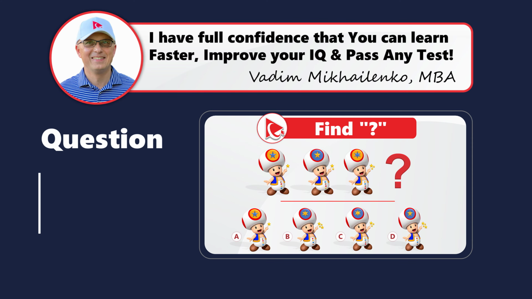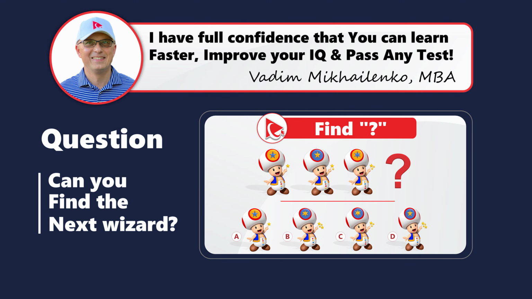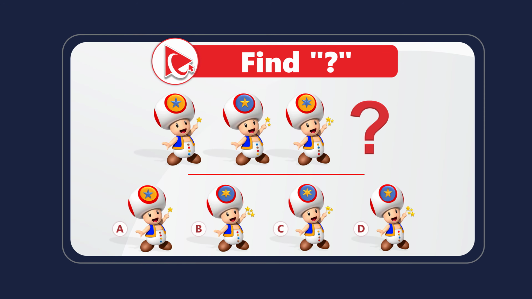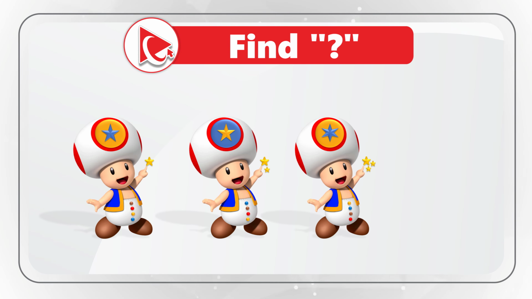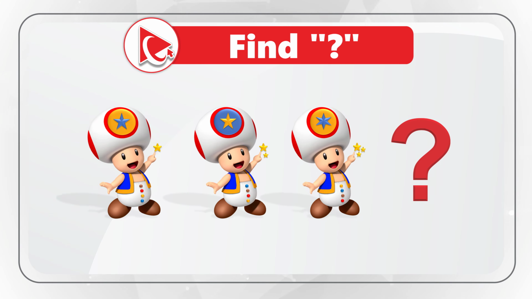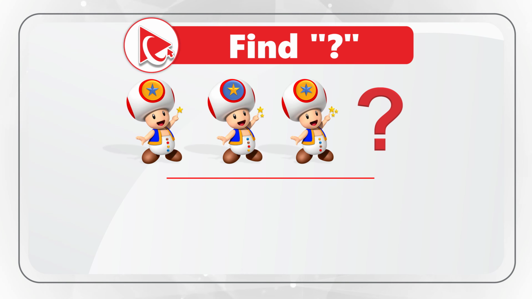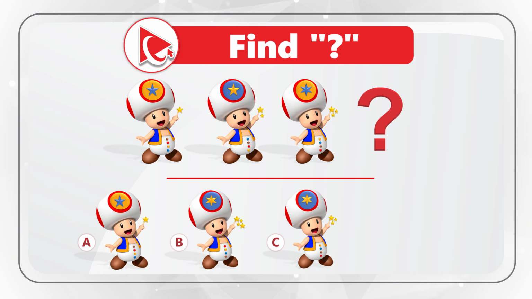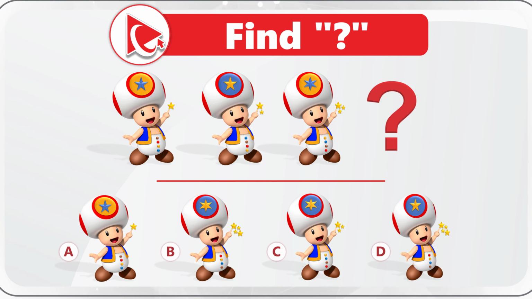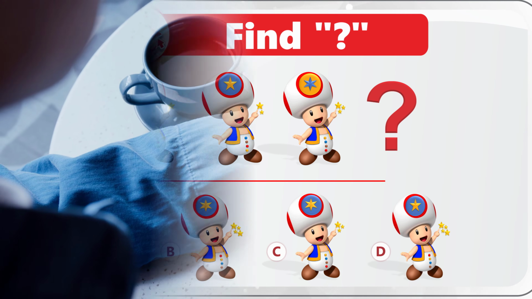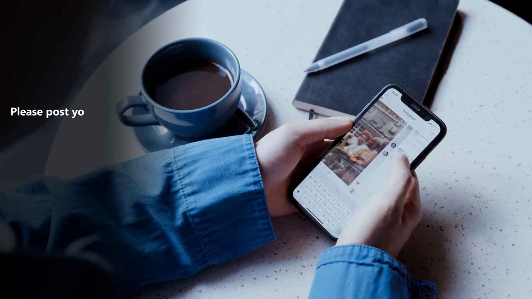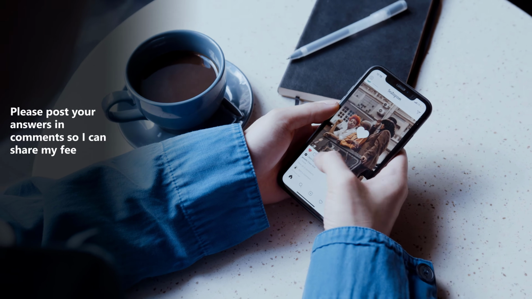And now I have a surprise question for you to practice your skills. You're presented with a sequence of wizards. You see 3 wizards on the screen and the 4th wizard is missing. And you need to find the missing wizard out of 4 possible choices. Choices A, B, C, and D. Take a close look to see if you can select the next wizard in the sequence. And once ready, make sure to post your answer in comments so I can share with you my feedback.